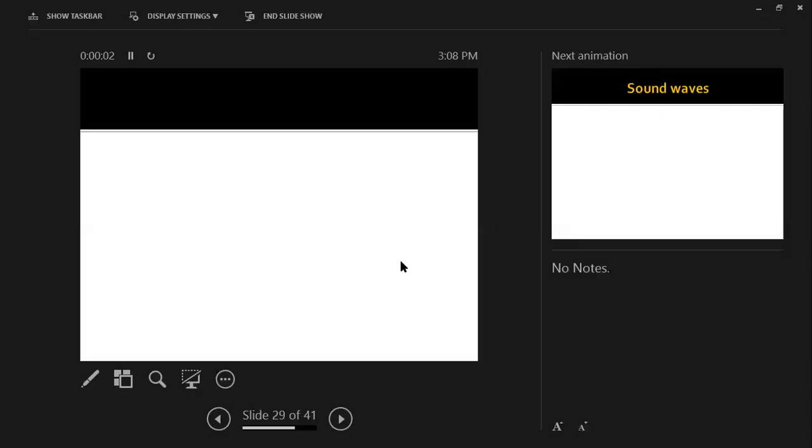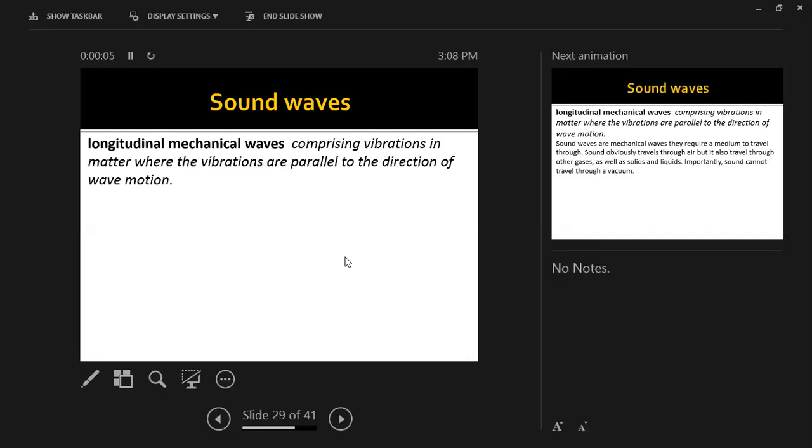So first of all, what kind of waves are sound waves? Sound waves are longitudinal mechanical waves. Okay, they are longitudinal. Remember, the electromagnetic waves were transverse waves, right? Sound waves, on the other hand, are longitudinal waves.